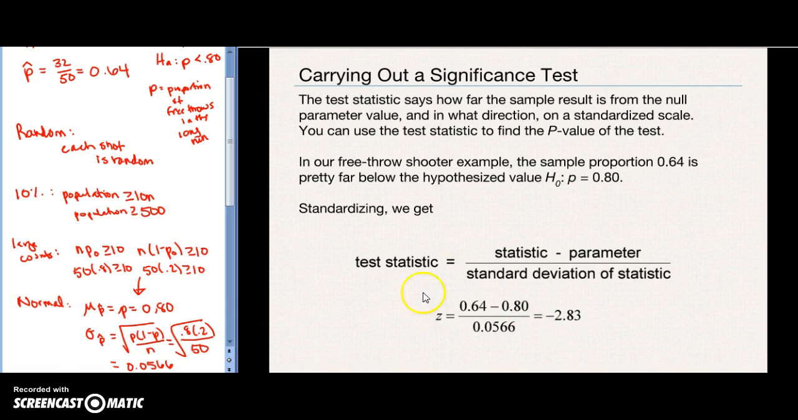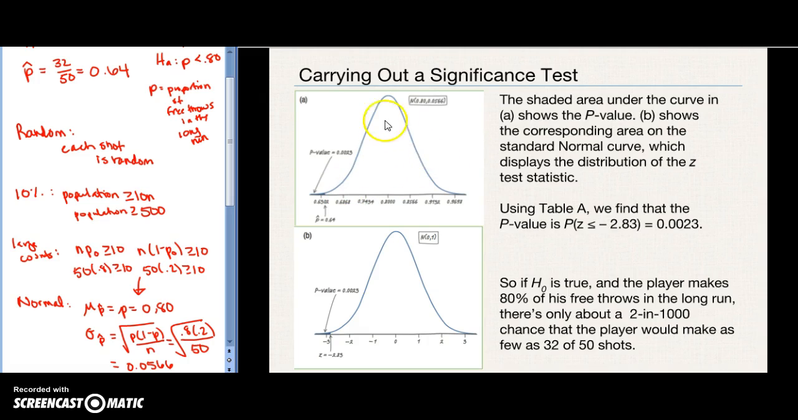We were talking about it being normal, that's why we get a z-score. Obviously, if you get a z-score, then you can look it up in the normal table, the z-table. The shaded area under the curve shows the p-value, which is just another name for probability in your curve. So this is saying 0.64 was our statistic, and that shaded region shows that the probability of making 64% or less of his free throws, if he's an 80% free throw shooter, is only 0.0023.